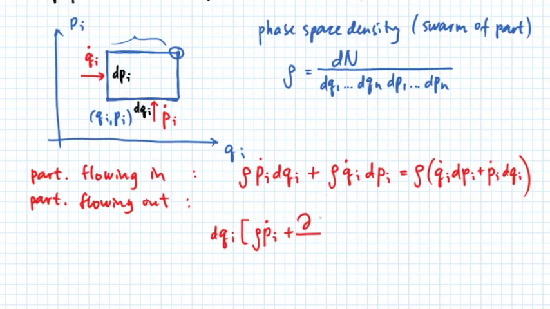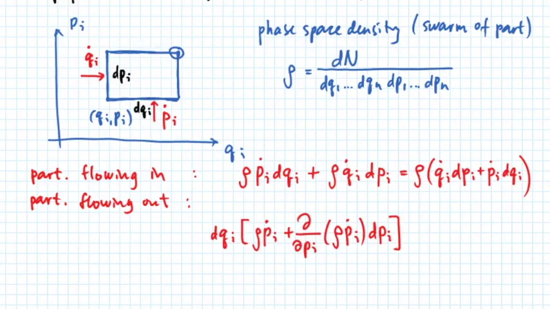We are taking the first term in the Taylor expansion and it will be a partial derivative with respect to p sub i because we're only considering motion that's along the direction of p sub i. And then we have density times p sub i dot, and then times the size of the element dp sub i. So that's as far as the top side.